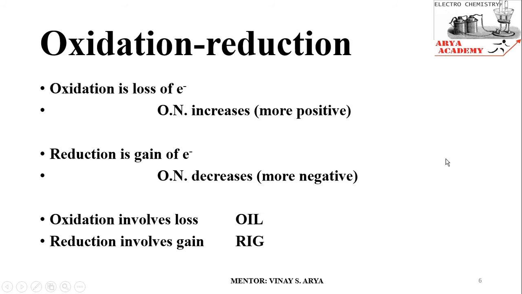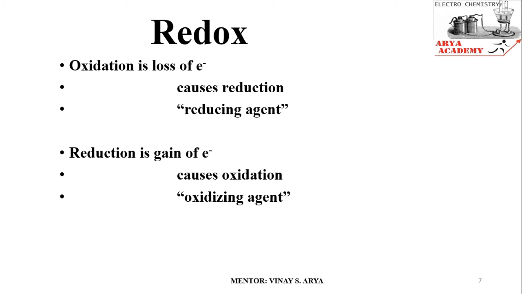Similarly, increase in oxidation number becomes positive, and decrease in oxidation number becomes negative. Oxidation involves loss, so you can just remember it as OIL, oil: oxidation involves the loss of electron, and reduction involves the gain of electron, that is RIG. These are the two shortcuts which I have made so that it's important and you can remember them easily. Now redox is oxidation or loss of electron, which causes reduction, and it is the reducing agent. Similarly, reduction is the gain of electron, which causes oxidation, and it is itself the oxidizing agent. Means if reduction is going on, then it's an oxidizing agent, and if oxidation is going on, then it's a reducing agent, that is vice versa or opposite.